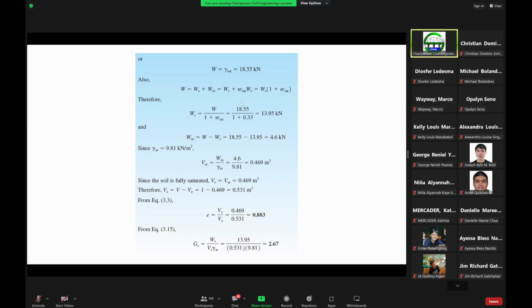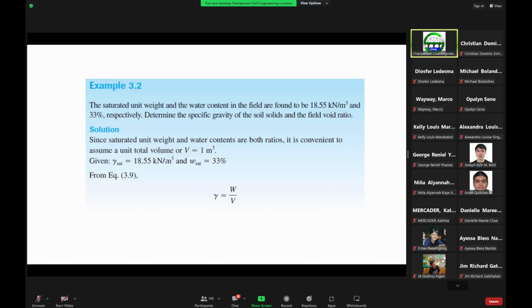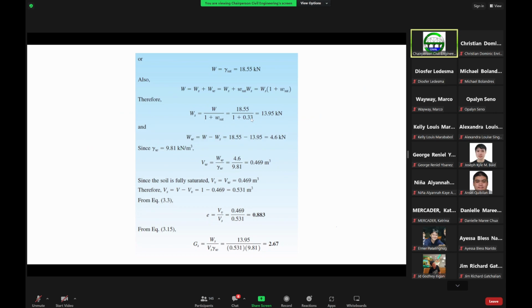That means the weight of water is equal to the saturated water content multiplied by the weight of soil solids. If I factor out the weight of the soil solids, that's equal to 1 plus the saturated water content. So the weight of the soil solids is equal to the total weight divided by 1 plus the saturated water content. The total weight is 18.55 kilonewtons, and the saturated water content is 33%, but in the formula we use the decimal form, 0.33.